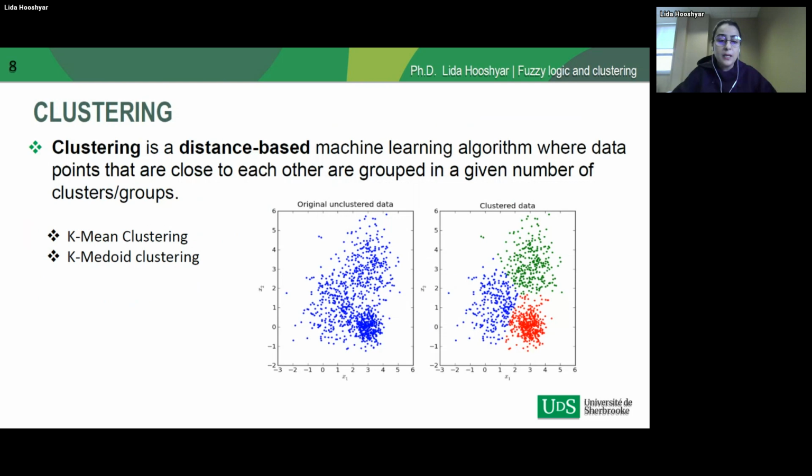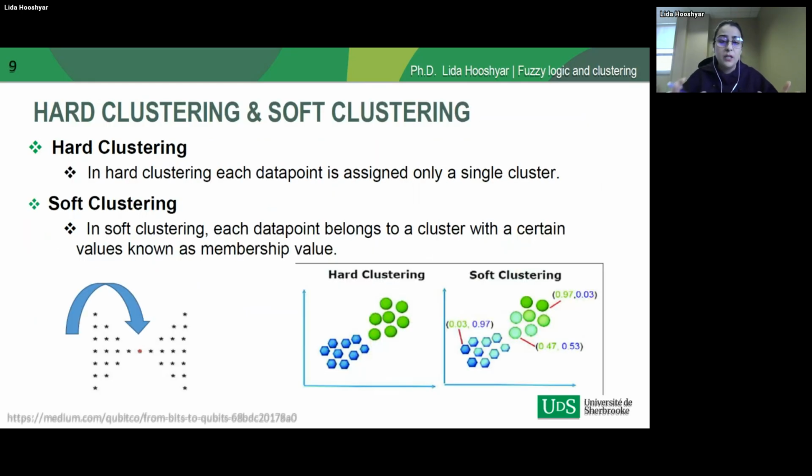Clustering is a kind of algorithm that is based on distances, where it collects the points that are close to each other. These algorithms group the data in a given number of clusters. The most well-known hard clustering algorithms are k-means and k-medoids, which are in the category of hard clustering. To distinguish between them, I have provided a comparison between soft clustering and hard clustering. As in the fuzzy set, where a member could belong to a set with a membership degree, the same is possible in soft clustering.